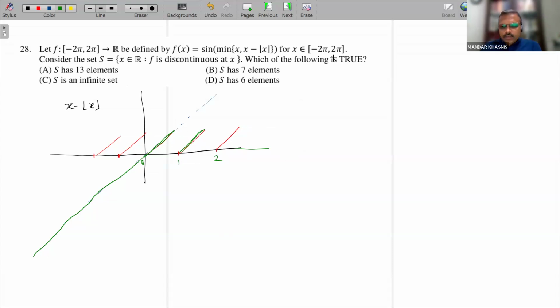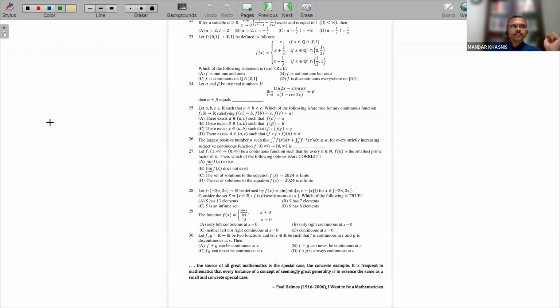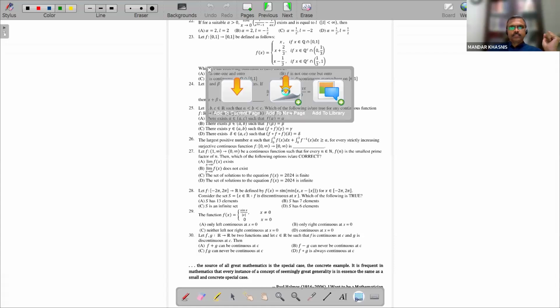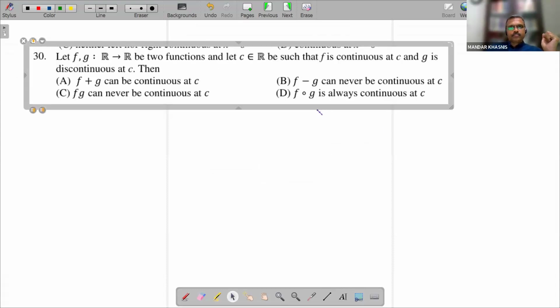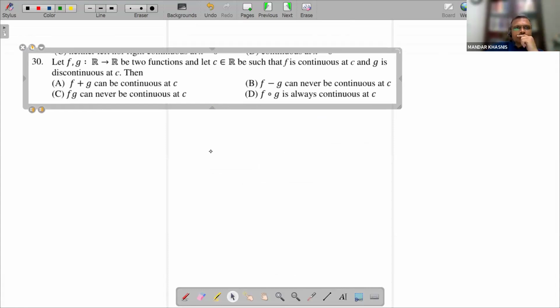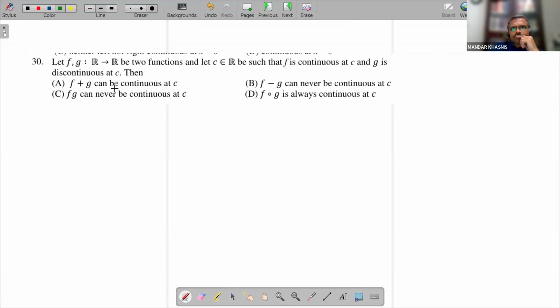And hence the answer is D. Very good. Correct. Last one, 30. Any answer to this?